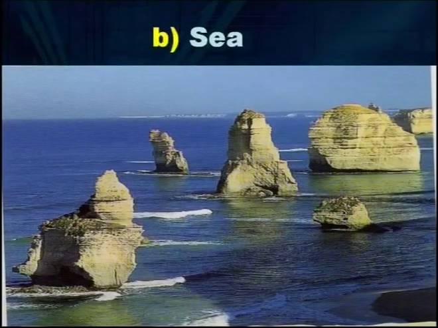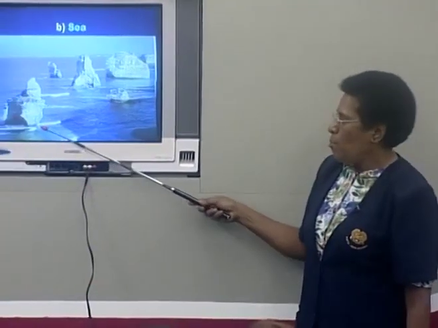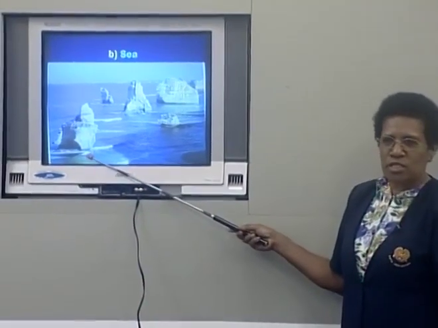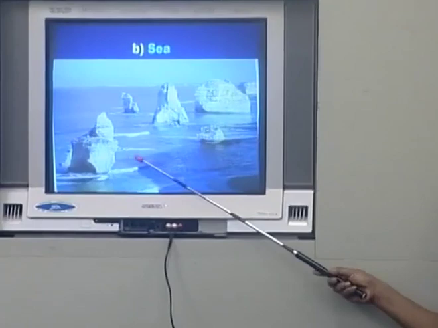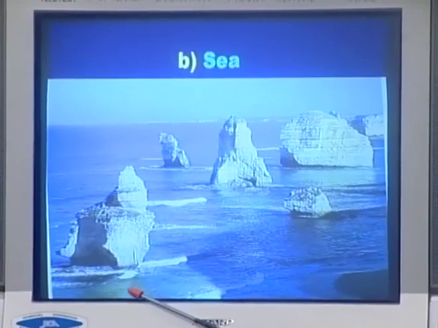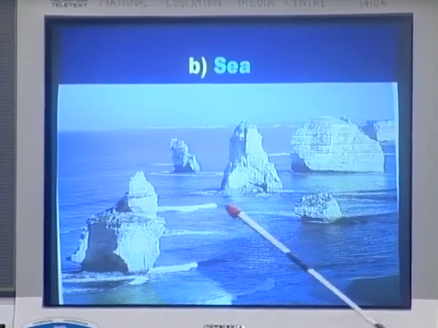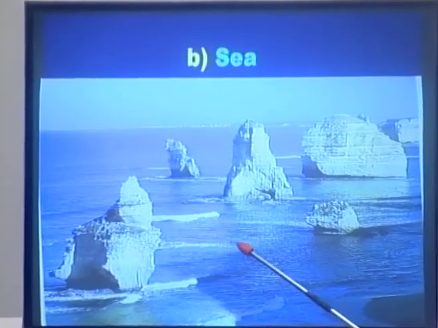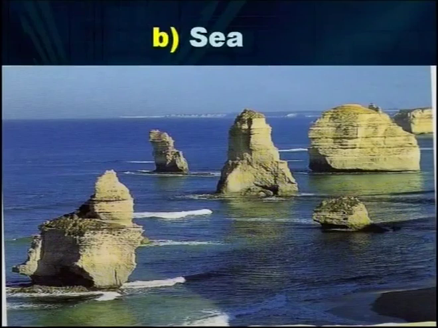Sea also erodes rocks, and you can see an example of that in the picture there. We have the rocks here. If you look at it closely, you see the bottom of the rock where the sea is, it's very thin. That shows that the seawater washed away the softer part of the rock that is in the water, and only the strong part of the rock that is above the sea is left. So that's another way erosion takes place.